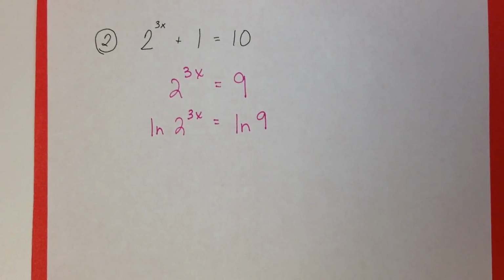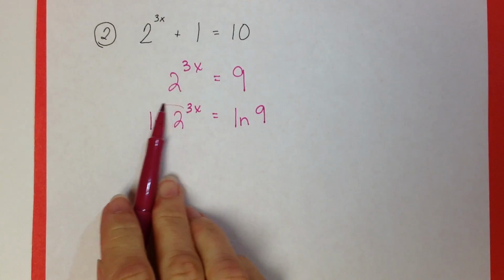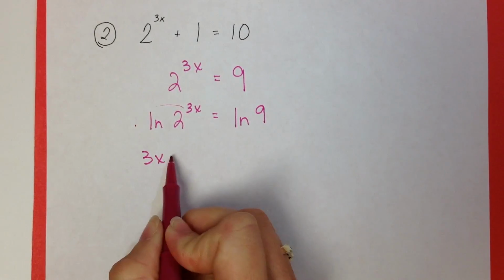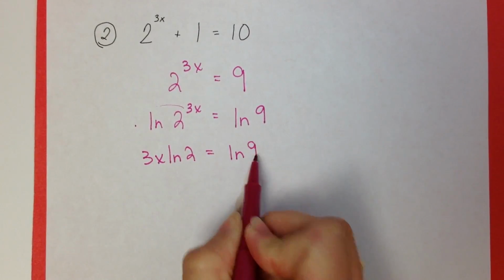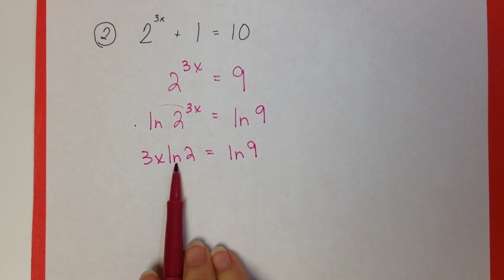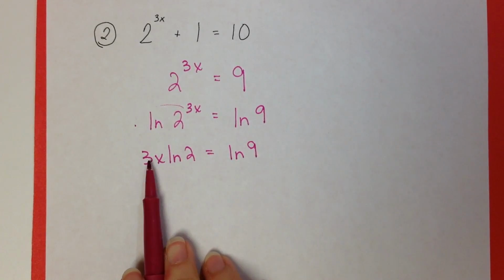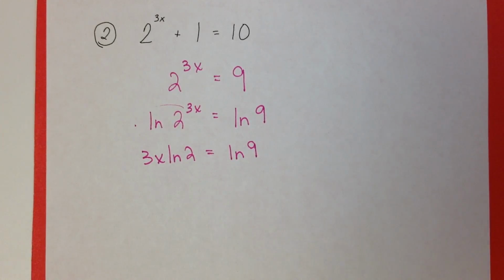Okay, I'm going to use the same property that I did just a few minutes ago. I need to take my exponent and bring it to the front. So I'll have 3x times natural log of 2 is equal to natural log of 9. Now remember, natural log of 2 is a number. It's being multiplied times the x. Of course, 3 is a number. It's being multiplied times the x.